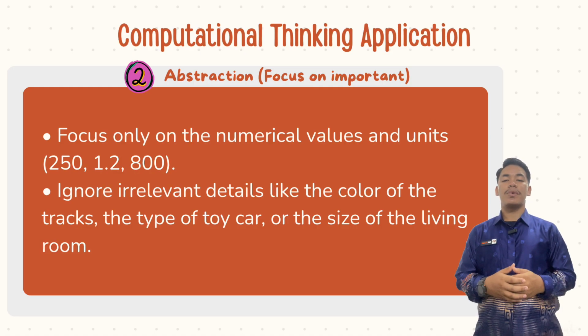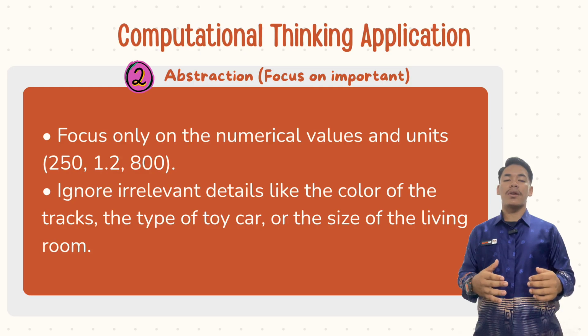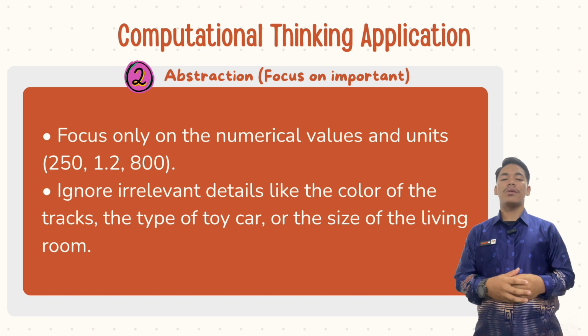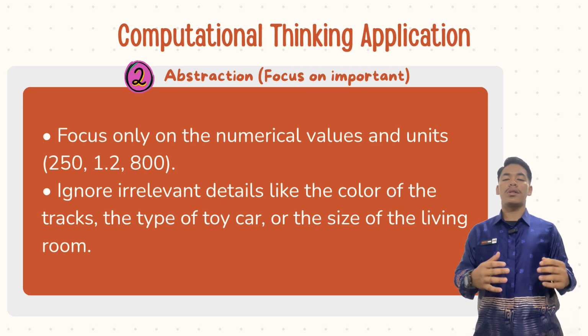Once they have stripped the problem down to its core data, they can move forward without being distracted by the aesthetics of the circuit. With the relevant data clearly identified through abstraction, students are now ready to design a systematic plan. So let's move to the final computational thinking pillar, which is algorithmic thinking, to see how they create a step-by-step manual to complete the track.